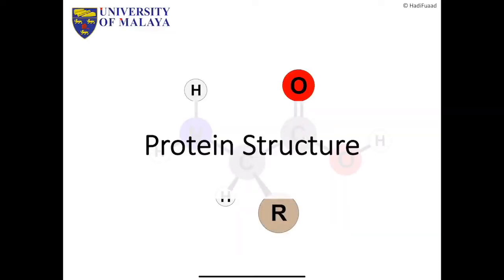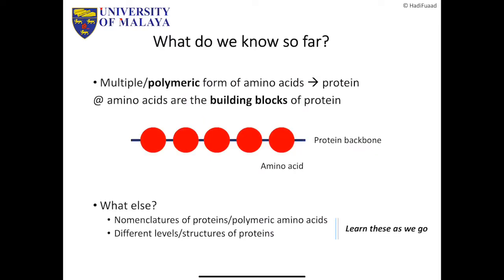So this week we looked at different types of protein structure. Multiple polymeric forms of amino acids form a protein, and in another way, you can say that amino acids are the building blocks of protein. Before this, we've looked at the backbone structure of protein with amino acids, connected via an amide bond. This week, we're going to learn a little bit on the nomenclature of polymeric amino acids, and different levels and structures of amino acids.